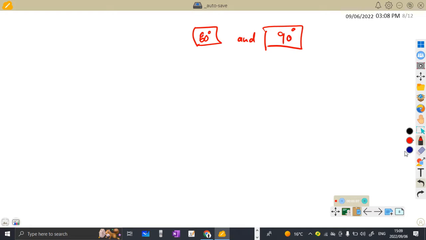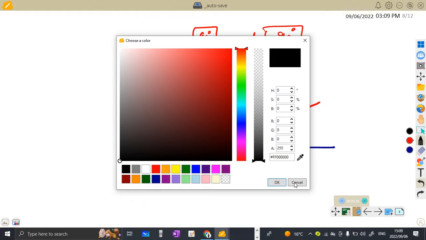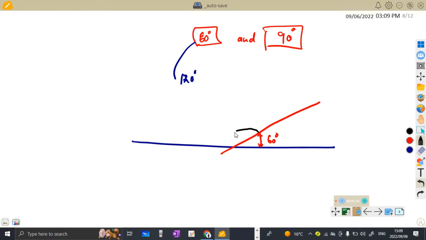By constructing 60 degrees, you are simply constructing 120 degrees. What do I mean here? Remember the concept of a straight line. If this is my straight line, and I know that angles on a straight line add up to 180 degrees, then if this is my 60 degrees here, from 180 degrees I'm having the remaining of this angle. Let me select another marker, maybe this one. This is what I'm going to have on this side, so this angle will be 120 degrees.